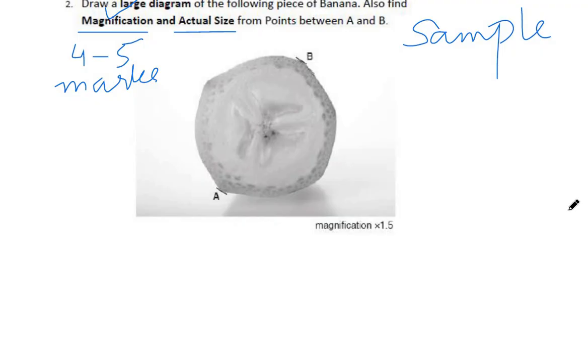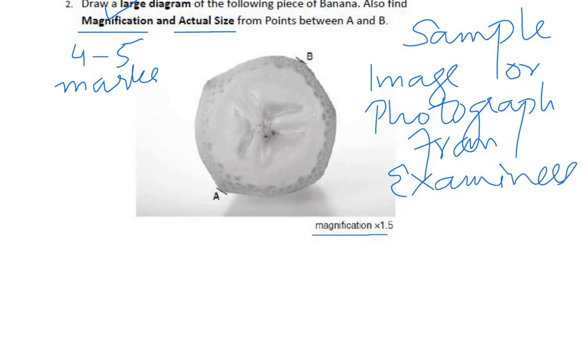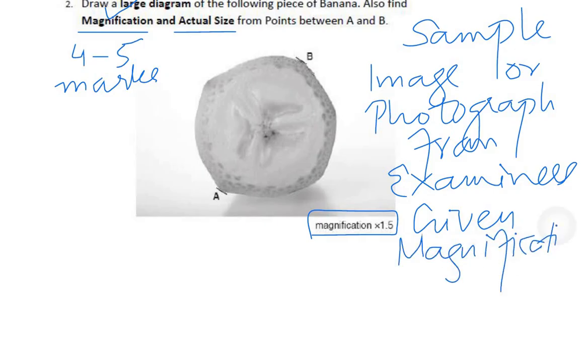Okay, first of all, we will be provided an image by the examiner. So this is actually the image, or we can say a photograph from the examiner. And with this, we are being provided with magnification 1.5. That is actually the given magnification.